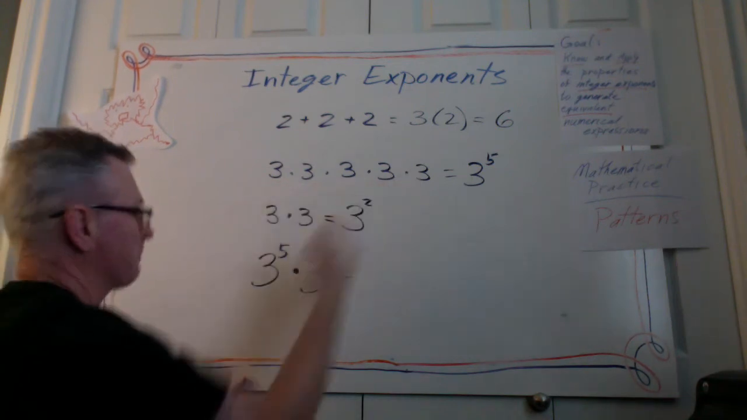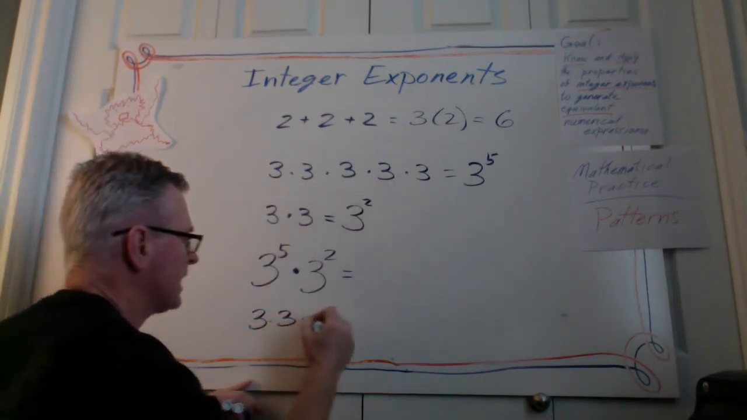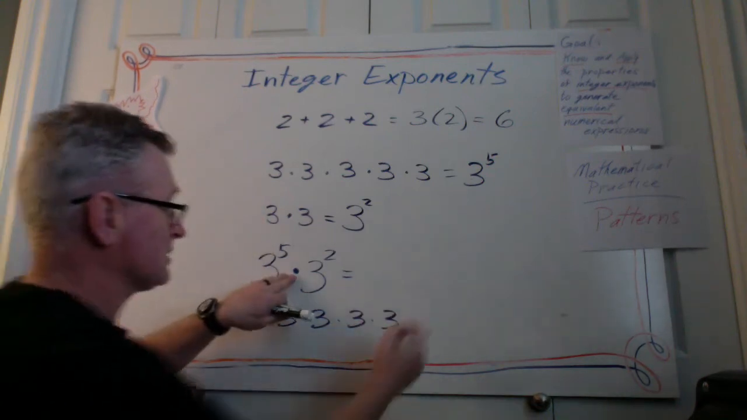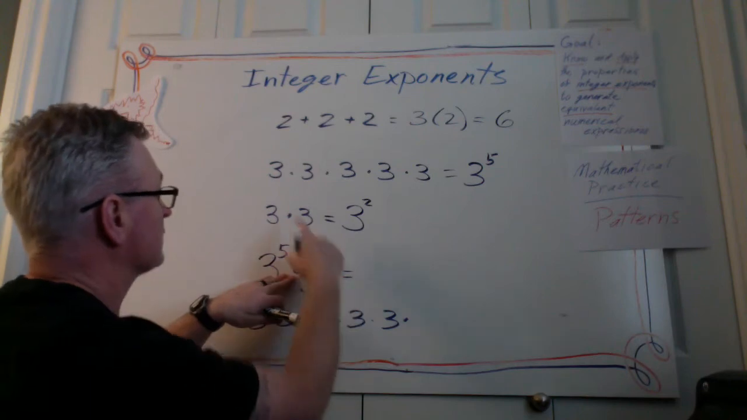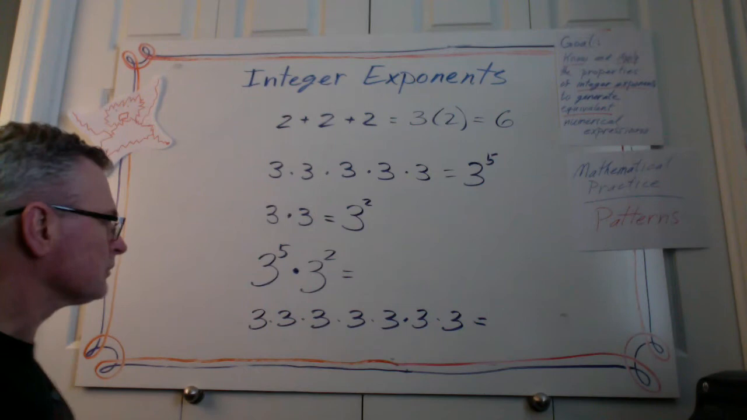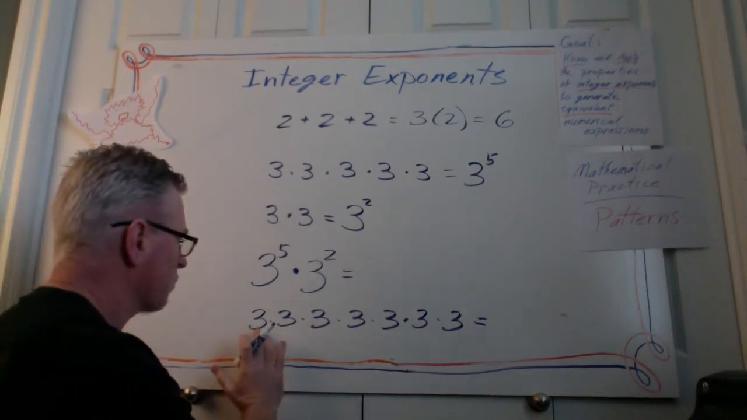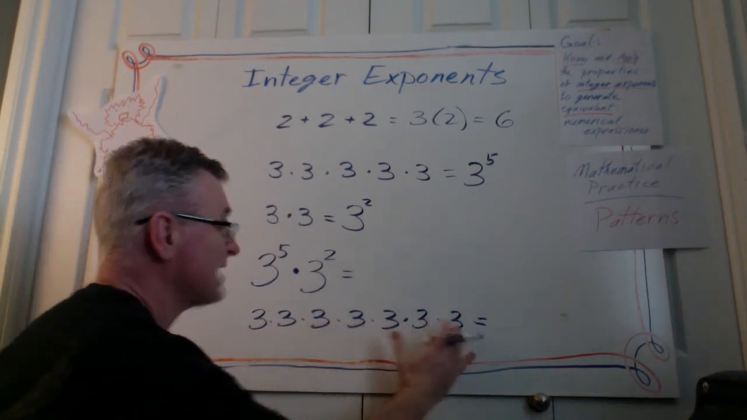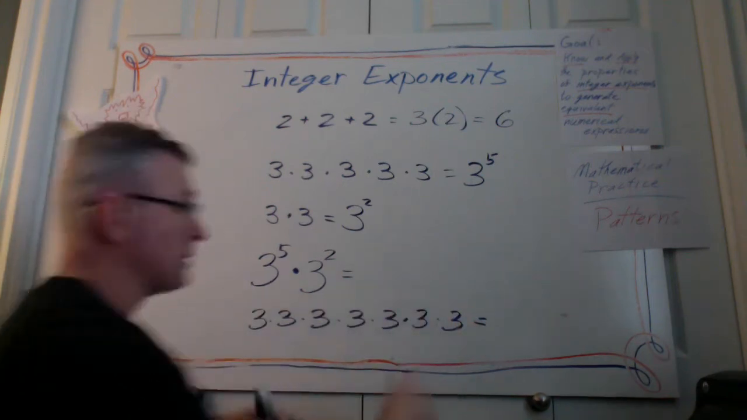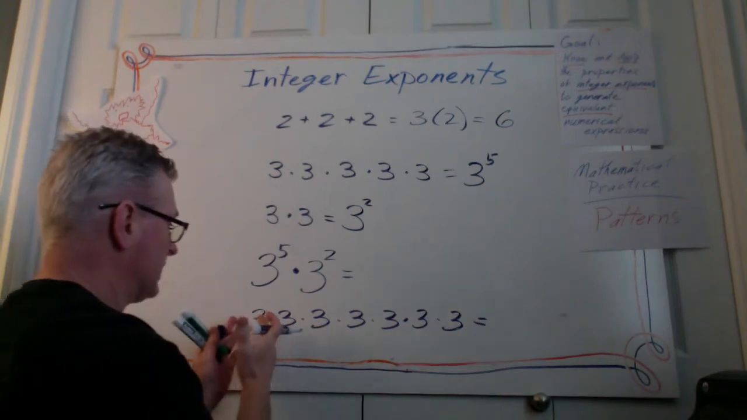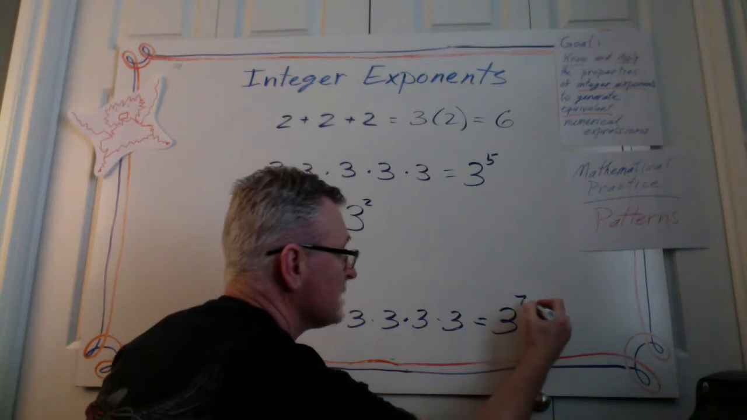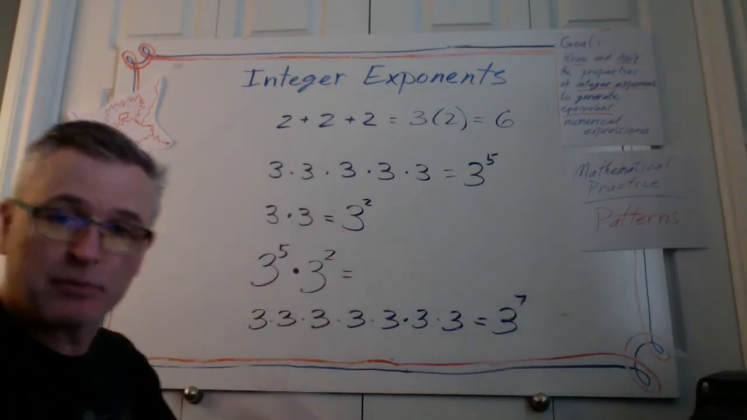It looks like that. So it was 3 times 3 times 3 times 3 times 3, 5 of them, times, that looks like that, 3 times 3. So what happens here, there's 1, 2, 3, 4, 5, 6, 7. If I was going to think about my repeated multiplication, becomes a power. So I've got 7 of these things. It actually turns out that this is 3 to the 7th power.